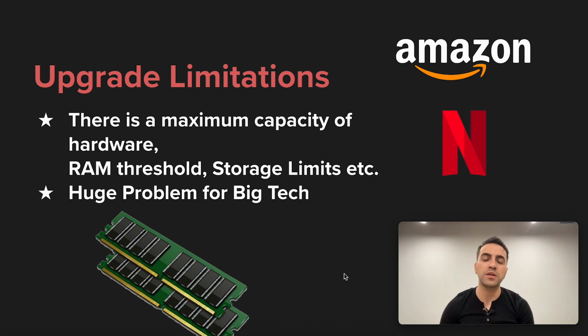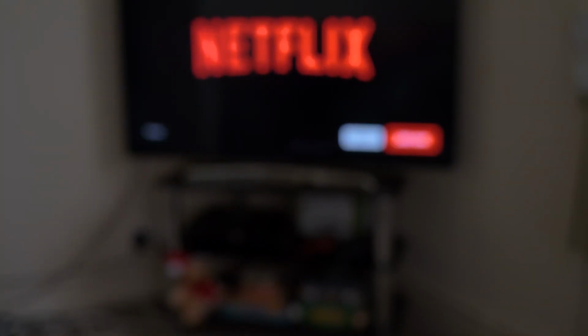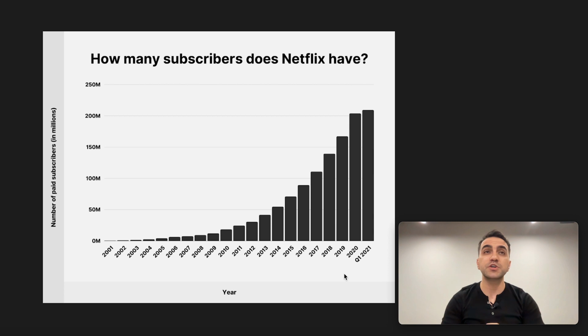In 2001, Netflix only had 400,000 paid subscribers. Pause the video for a second and guess how many paid subscribers they have now. Wait for it. 200 million. They have more than 200 million paid subscribers. So they have grown in 20 years by a factor of 500. If they hadn't scaled perfectly well, they would have never grown this big, and we probably would not be able to watch Netflix. So limitations on upgrade is a huge problem for companies, so it's the worst disadvantage.